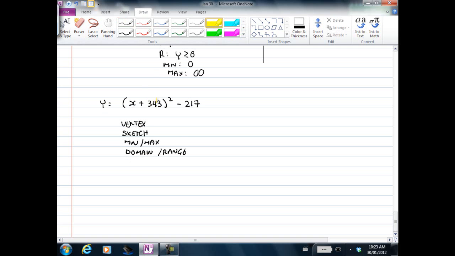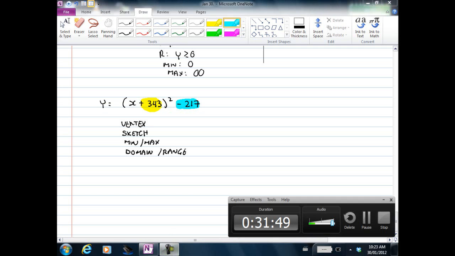Okay. Every number in here tells a story. I have two things this time I've got to work with. There's that plus 343. And I'm throwing one more thing at you. This is minus 217. What is the story behind those two numbers? Guys and gals, good luck. I'm going to pause my recording and let you try it again.